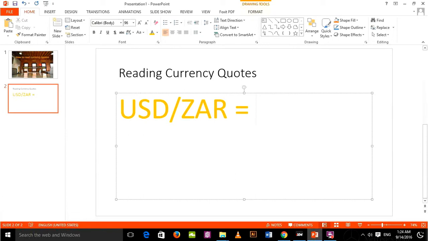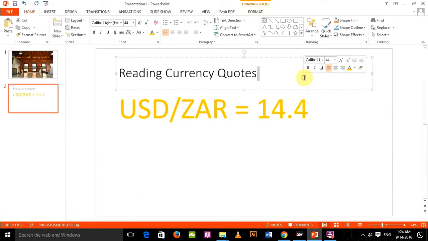Say for example we have a quote that says 14.4, just like that. We want to know what that means. Oftentimes a quote is given in terms of two currency pairs. On forex, you never ever find a quote that is given independently on its own. Currencies come in pairs.